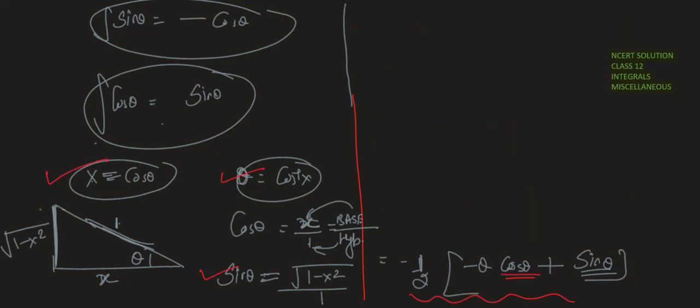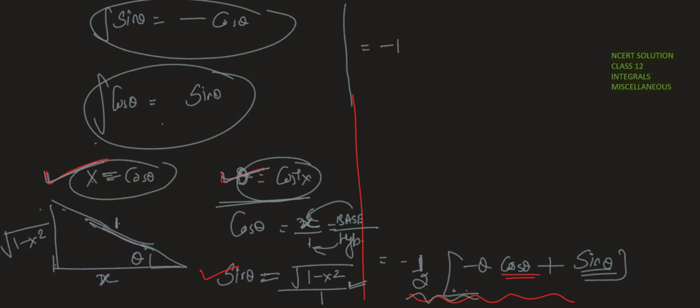So I hope you understood that we use a triangle method to find sin theta, cos theta and theta. This is the triangle we drew. The cos theta is x, theta is cos inverse x, and sin theta is this. So we can put it in an answer here.